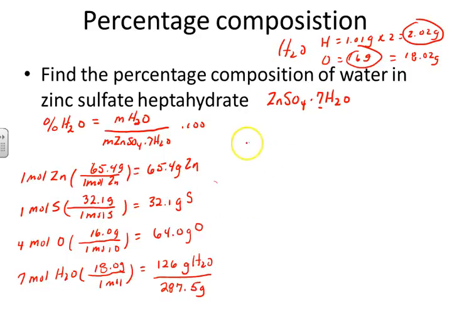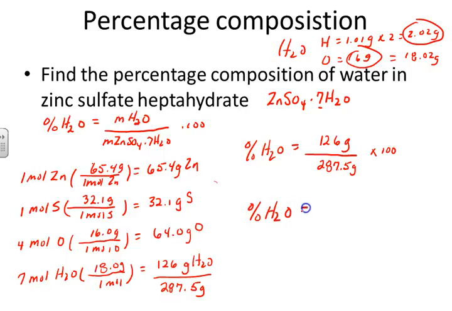So if we want to know the percentage of water, I'm going to follow this equation. We have the mass of water, which is 126, divided by the total, which is 287.5 grams, times 100. That gives a percentage of water equal to 43.8%.